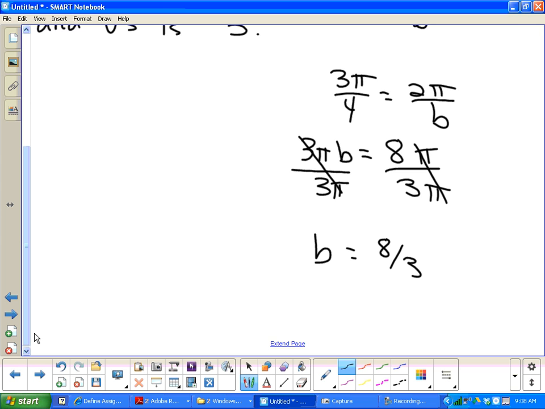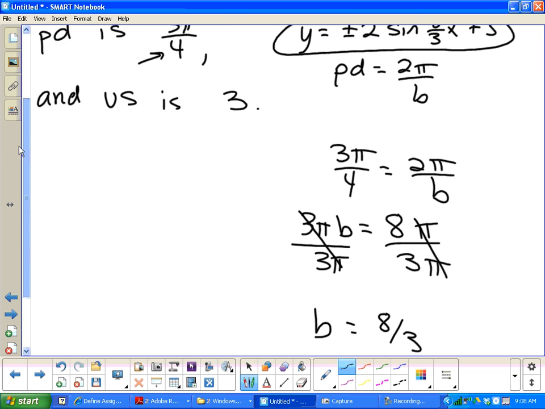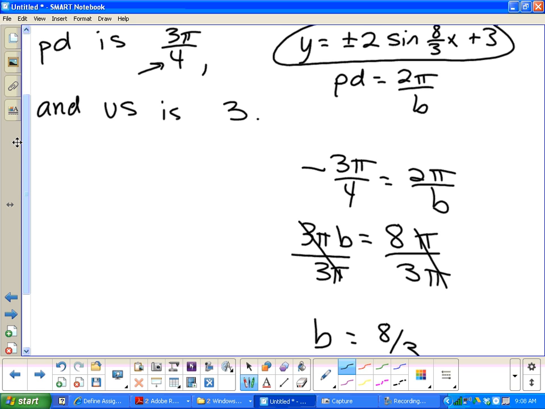Okay. I used, this was the period, right? So basically what has to happen is we don't know what the b is, do we? It's not like the amplitude and the vertical shift where you just say it. But when it comes to what the value of the b is, you have to use the period. You have to use the formula for the period to find out what b is.